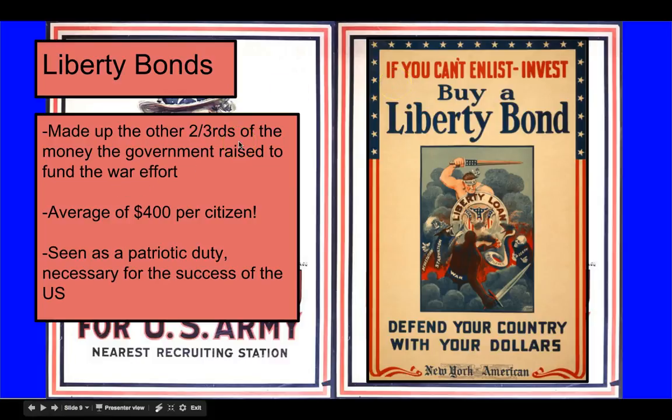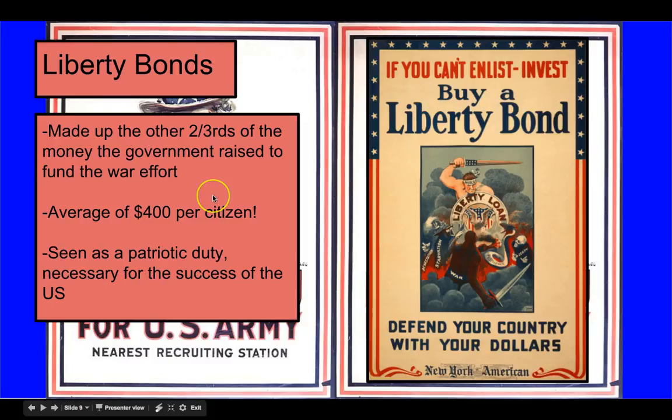Two-thirds of the money the government raised to fund the war came from bond sales. So that means a ton of United States citizens were buying into this and were physically purchasing these bonds from the government. An average of $400 per citizen was spent on bonds. Now, that doesn't mean everybody bought some. Some people definitely bought more than $400 worth of bonds. Others definitely didn't buy any at all. Some were buying tons and tons and tons. It just depends who you are and how much patriotic duty you felt you had towards your government.